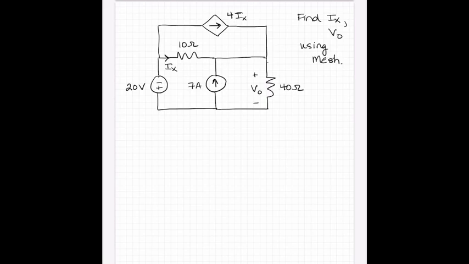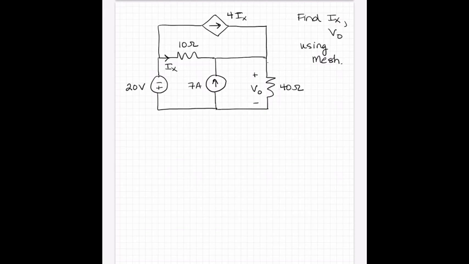Okay, so we're going to find Ix and V0 using mesh analysis. All right, so let's get started. I encourage you again, pause the video and come back to it after you've attempted this.